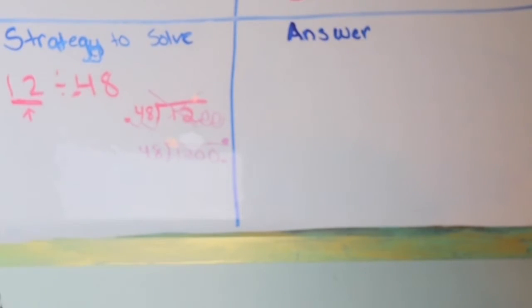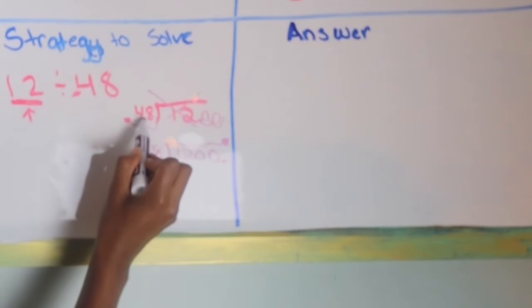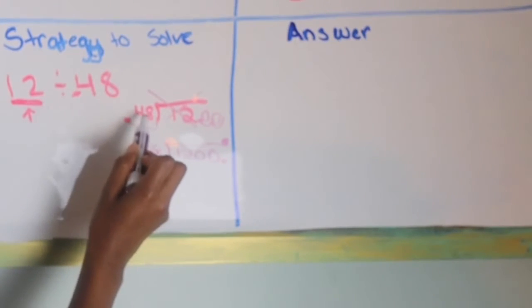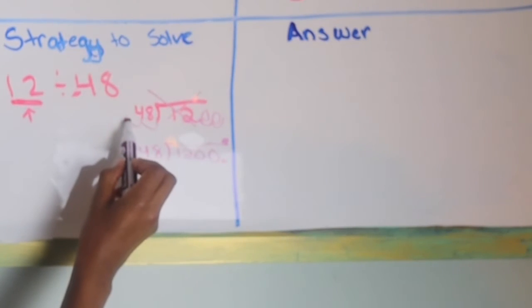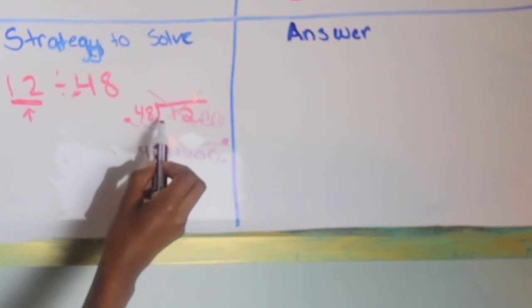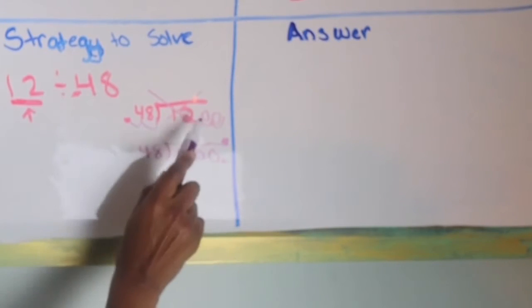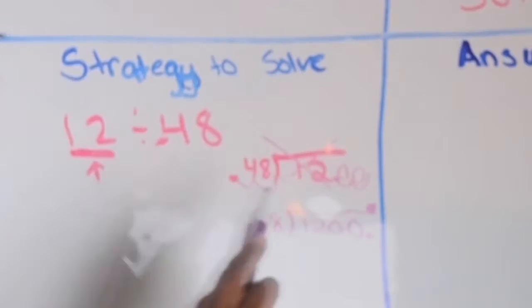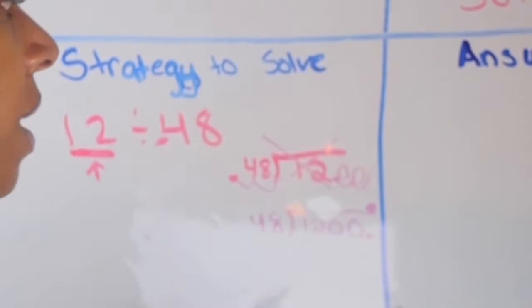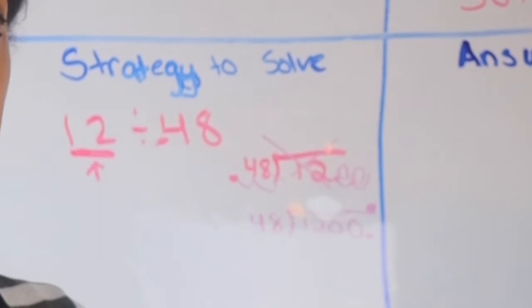So let me repeat these steps again. We moved our decimal to the right twice because we have 2 places that the decimal is located at. Whatever we do to the outside, we do to the inside. So we did the same thing to the 12. 12 had an imaginary decimal place. Every whole number has an imaginary decimal.